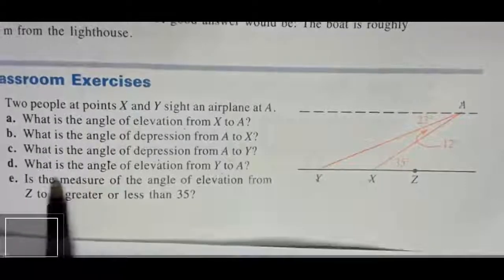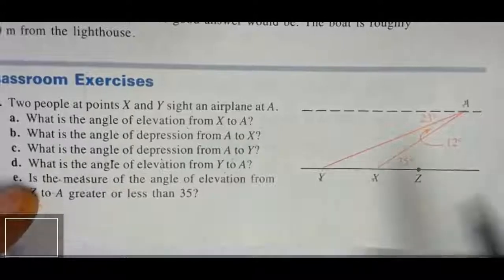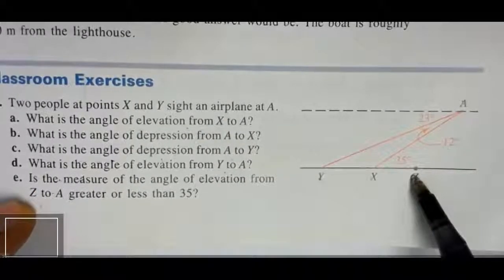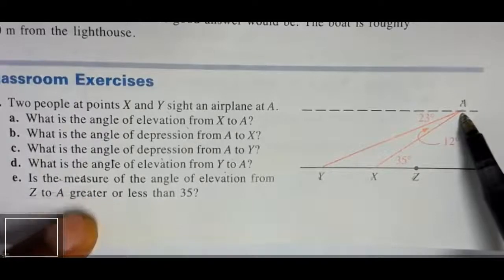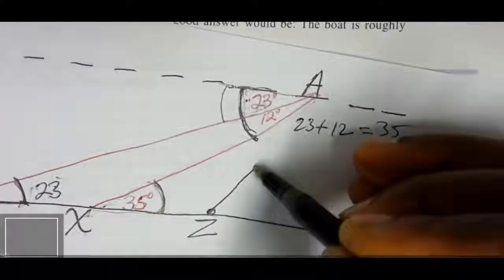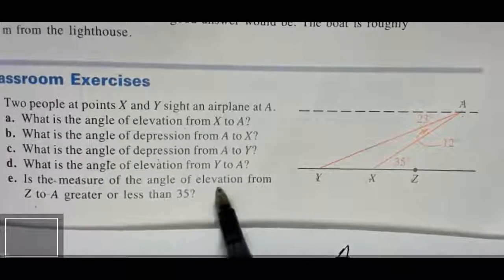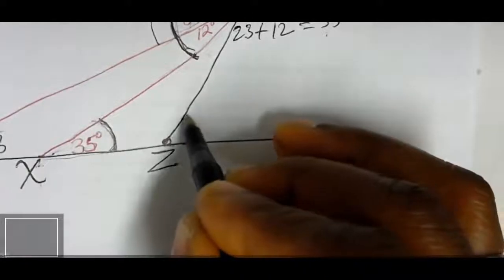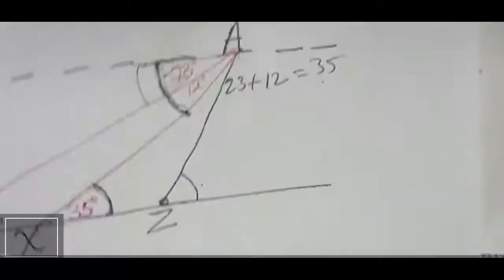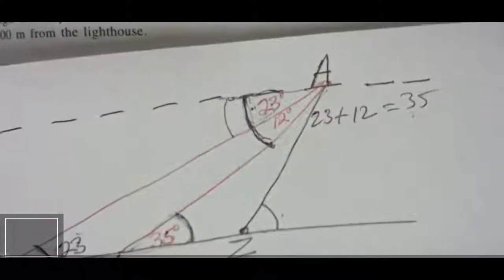Okay, the question asks, is the measure of the angle of elevation from Z to A greater or less than 35? Okay, so let's draw an angle from Z to A. If we draw a line there, he asks about the angle of elevation. It has to be elevation, so elevation has to go from horizontal up. So we're talking about this angle. Okay, how do we respond to that? Pause the video and try to figure that out.